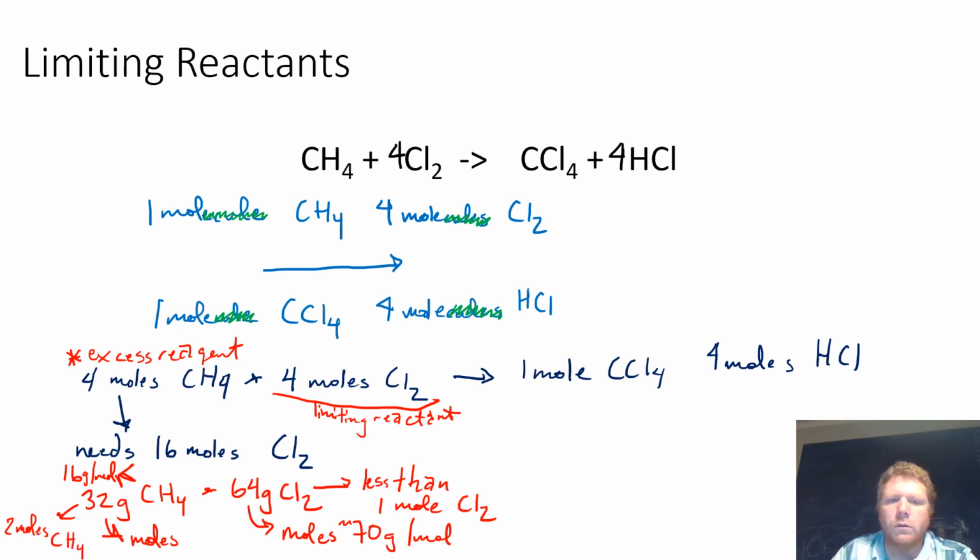Okay, so can we easily identify our limiting reactant and our excess reagent here? Yeah, CH4 is totally our excess reagent because 2 moles of CH4 needs 8 moles of Cl2, and we only have 64 grams, which is less than 1 mole of Cl2. Therefore, the 64 grams of Cl2 is our limiting reactant, and CH4 is our excess reagent.